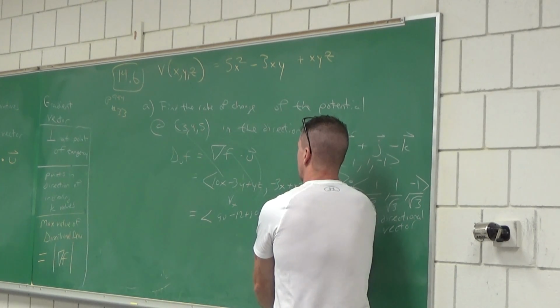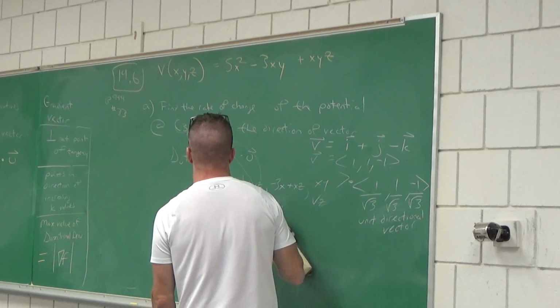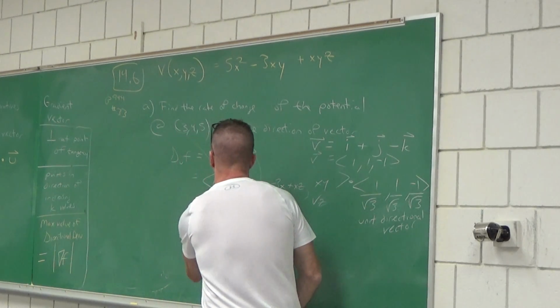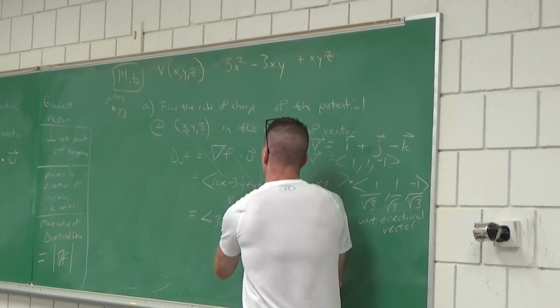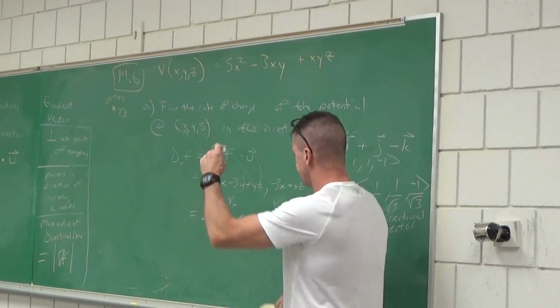$110 minus 12. Is that 98? How are you doing 90? Oh, 30. My bad. 30 minus 12 plus 20, yeah. Is that 38? Yeah. Cool.